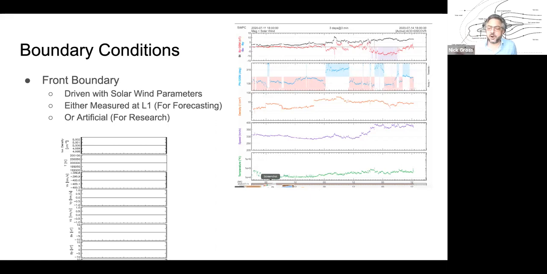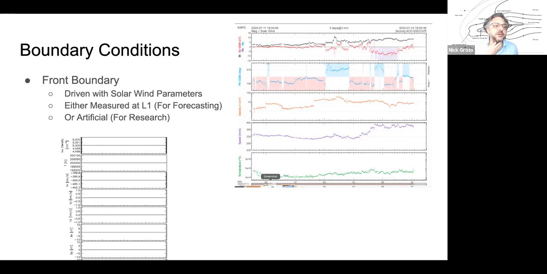And I say this is primarily for forecasting. People use this in research all the time as well. If they want to study a particular storm, or they want to see how their model responds to a particular storm and compare it to, say, GOES measurements or magnetometer measurements, they'll feed in real data and do that. The alternative is you can feed in artificial conditions.